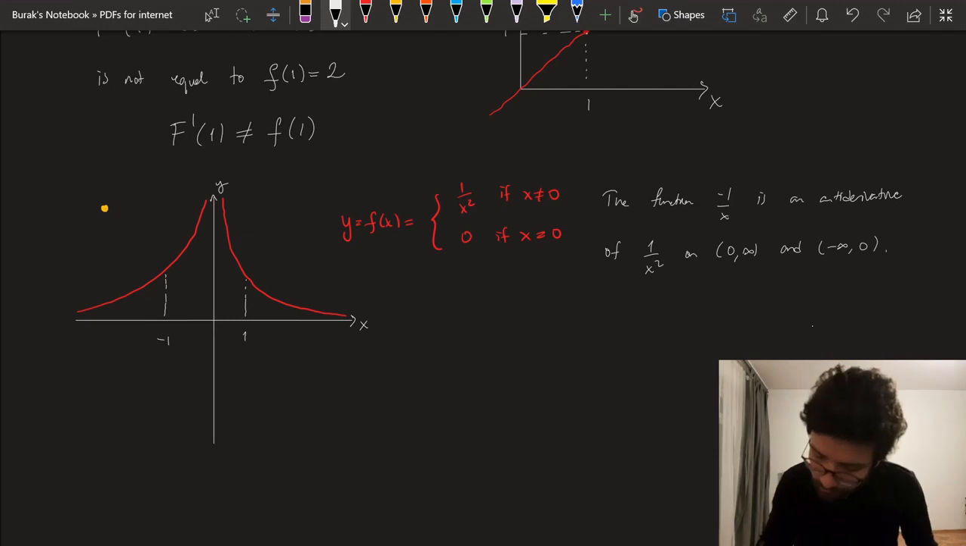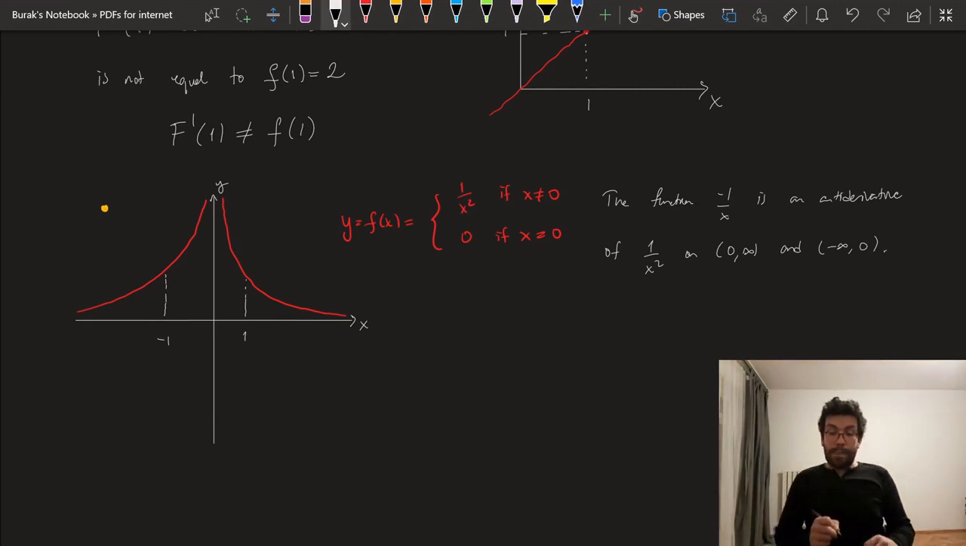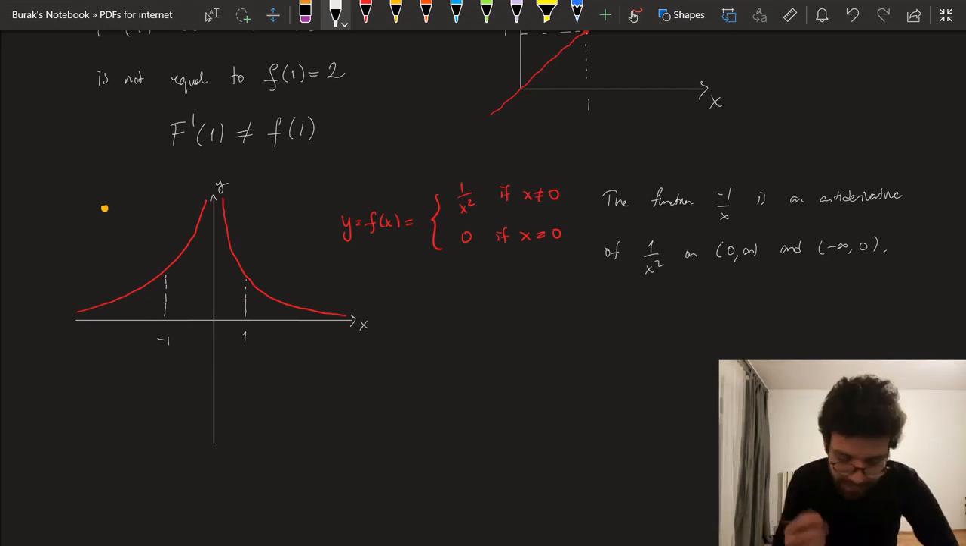Okay? But we have a problem at 0. Minus 1 over x is not defined. And even if I try to write down a function like g of x, which is going to behave like minus 1 over x at points other than 0, and at 0 maybe I just define it, it's not going to be an antiderivative of this at 0, okay? So you can't find an antiderivative of this function on an interval which contains the point 0, but you can find an antiderivative of this function on these intervals, 0 to infinity and minus infinity to 0.